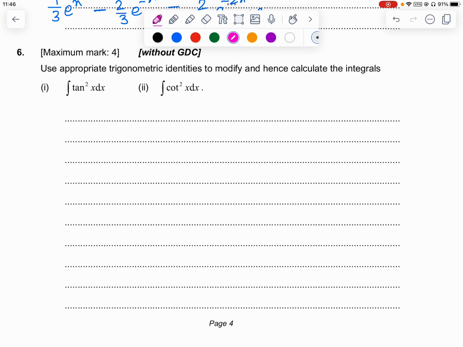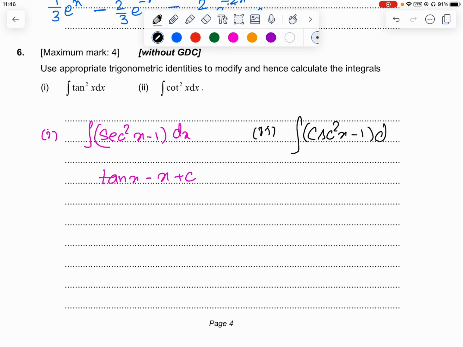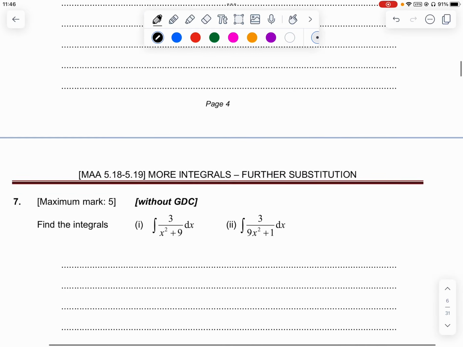Question number 6. Integral of tan square x. Tan square x can be written as secant square x minus 1 dx. What is secant square x integral? Tan x. Tan x minus x plus c. Now integral of cot square x. Cot square x can be written as cosecant square x minus 1 dx. So what is the cosecant square x integral? Minus cot x minus x plus c.